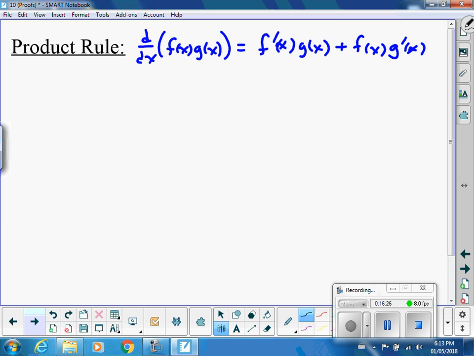The last one we're going to do is the product rule. So that funny one that we learned about yesterday. So here we go.